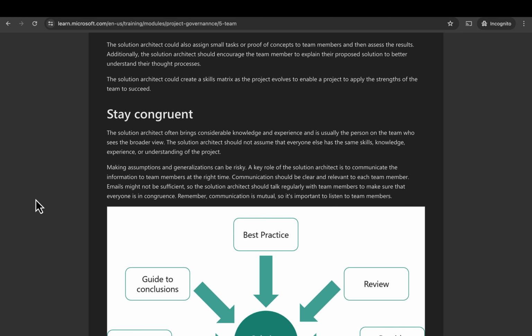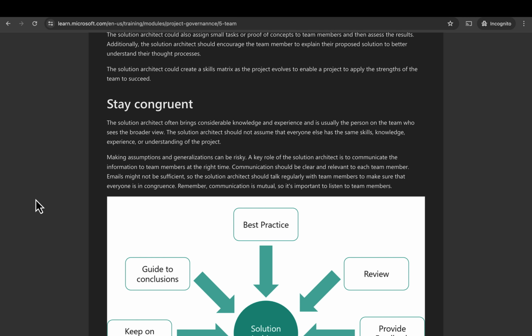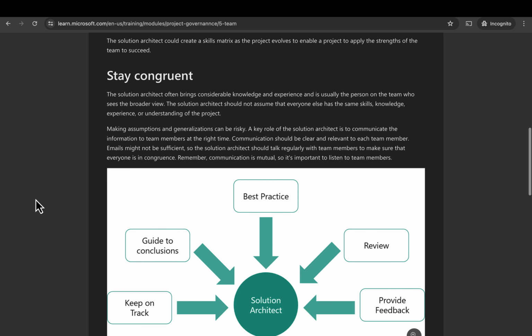The solution architect could also assign small tasks or proof of concepts to team members and then assess the results. Additionally, the solution architect should encourage the team member to explain their proposed solution to better understand their thought processes. The solution architect could create a skills matrix as the project evolves to enable a project to apply the strengths of the team to succeed.